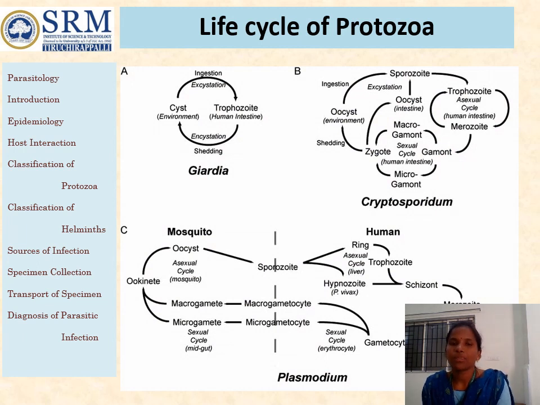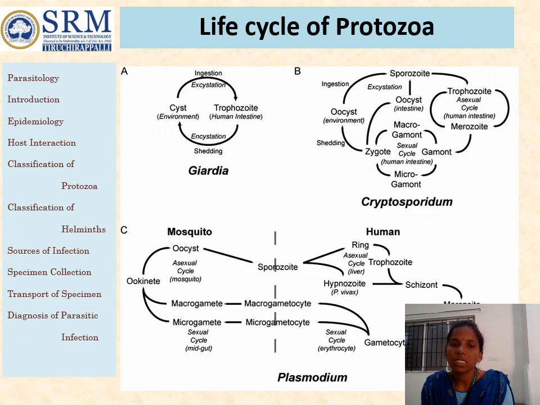Next is life cycles. We have already discussed the classification, introduction, and epidemiology. Next, we have to know about the life cycles of protozoa. Giardia has two forms: the cyst form and the trophozoite form.